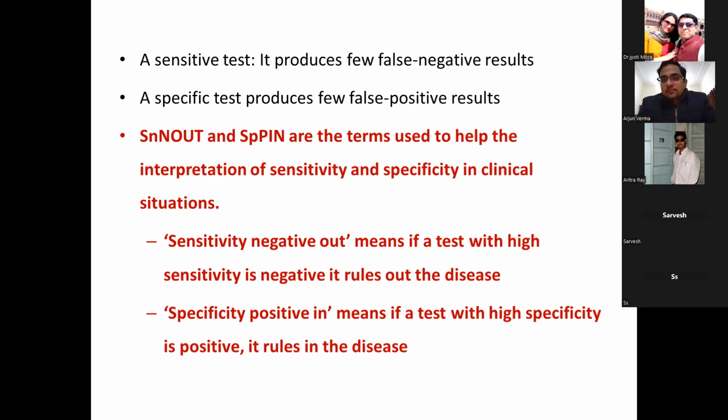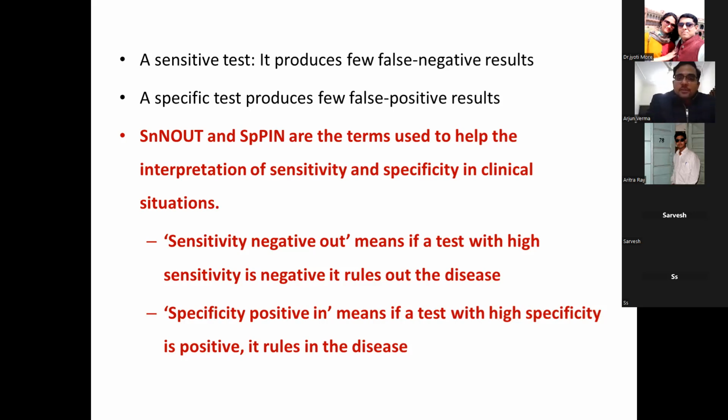Best example I can give is of RAT and RT-PCR. Now, whenever we were suspecting COVID, we used to send a rapid antigen test. And based on the rapid antigen test, we used to decide whether we need to do COVID RT-PCR or not. So what is the rapid antigen test here? It's a test with a good amount of sensitivity, but not a very good specificity. That's why when it is positive, we still need to confirm it with a good specific test.